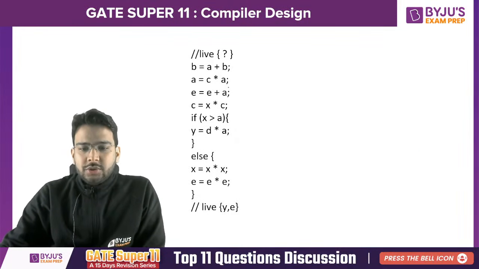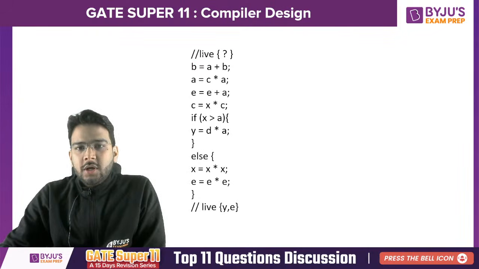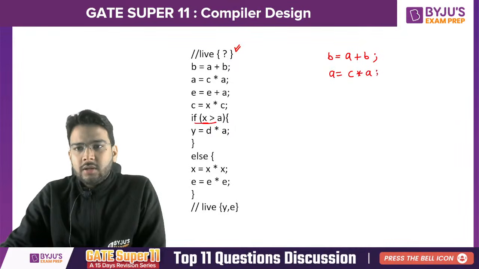Okay, let's solve this question. Here you have to find how many live variables will be present. Here, if you see, we have a decision making statement also. So for better understanding, we can write like this: B is equal to A plus B, A is equal to C star A, E is equal to E plus A, C is equal to X star C, right?